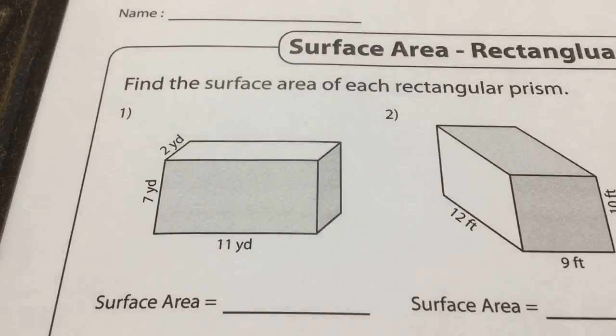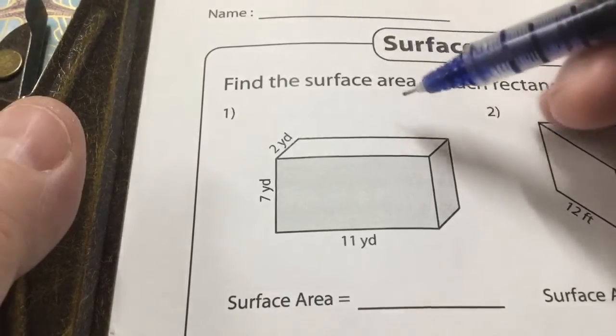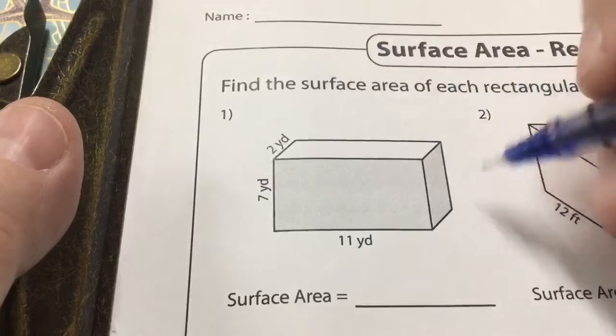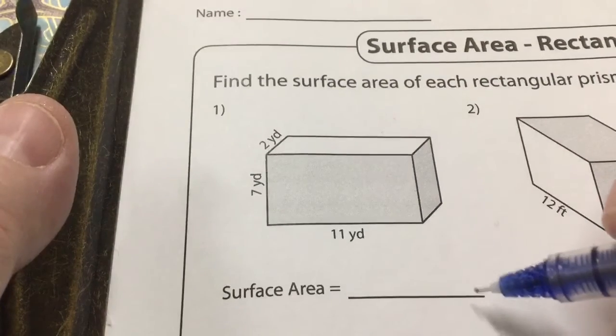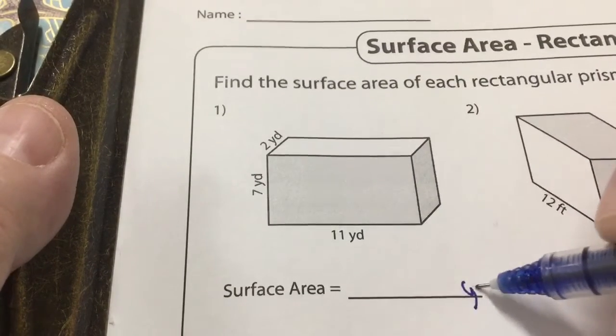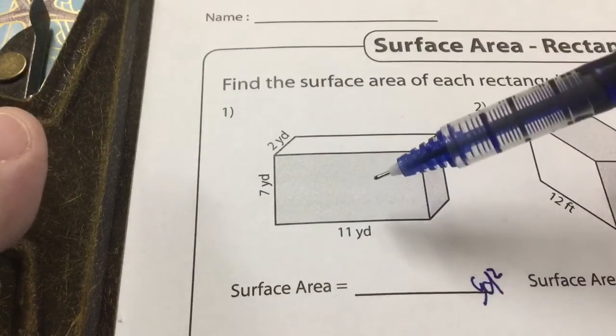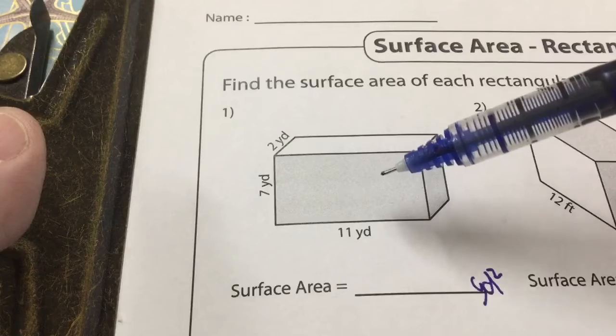Here's how it works. Remember that this is area, and area is in units squared. So whatever the units are, they're going to be squared. In this case, they're yards. So I'll just write that down here. Yards squared.